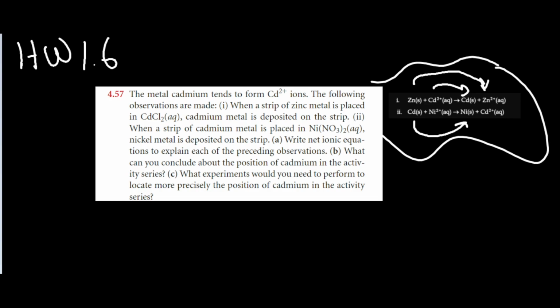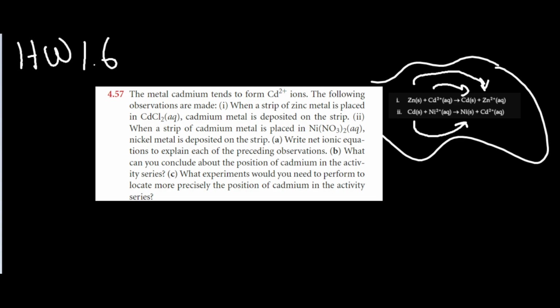And then for B, what can you conclude about the position of cadmium? We know that cadmium is going to be above zinc. It's going to want to be reduced more than zinc because if you put them together, you're going to see cadmium ions turn into cadmium metal and zinc metal turn into zinc ions. You're going to see cadmium reduce so that zinc can be oxidized. So therefore, we see cadmium above zinc. And then you see the opposite. Nickel is going to be above cadmium because when you put nickel and cadmium together, nickel is going to reduce rather than cadmium. So there's kind of a hierarchy there.